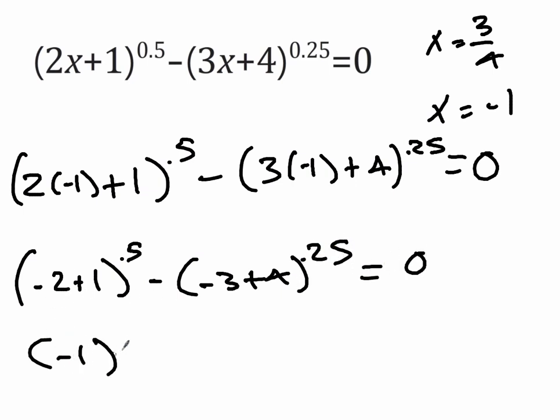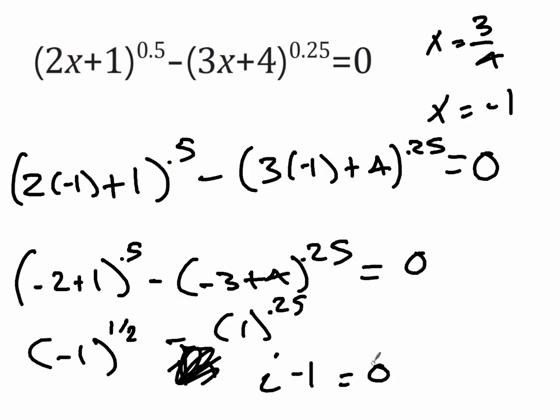This is going to be negative 1 to the 1/2. Uh-oh, that's not a real number. This is the same thing as the square root of negative 1, which we know is i. So here's a problem. We got a negative number here. The second term doesn't cause a problem. We've got 1 to the 0.25. This is just 1, but we have i minus 1 equals 0, and that's not a real solution. So this is the only real solution.